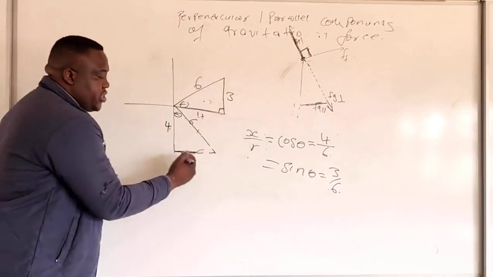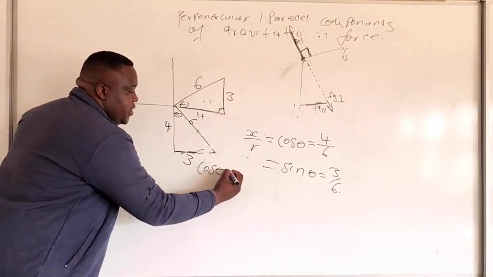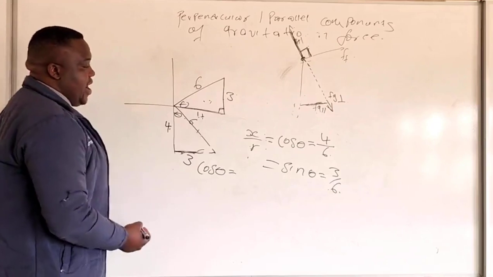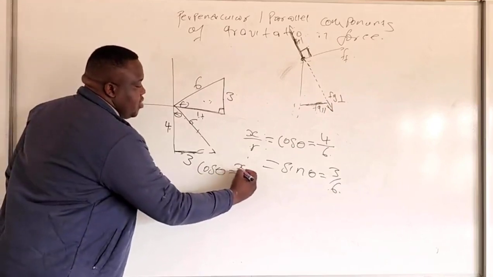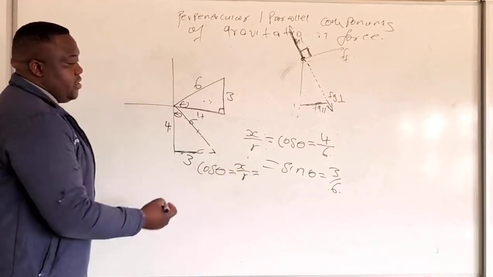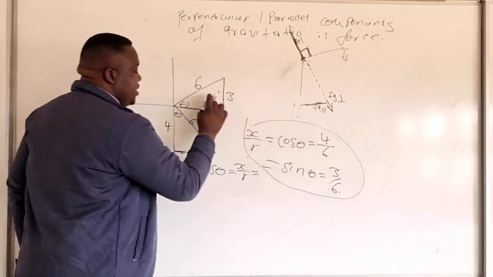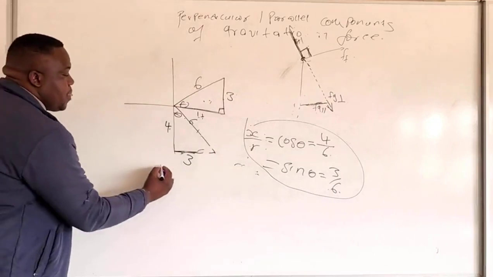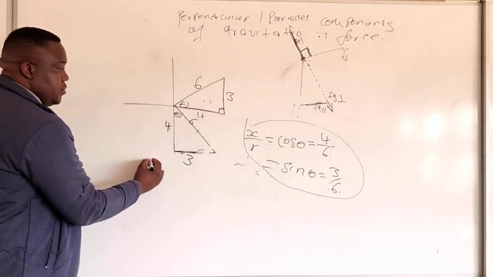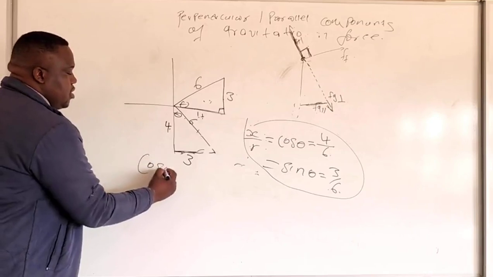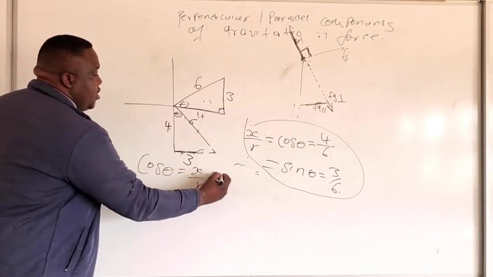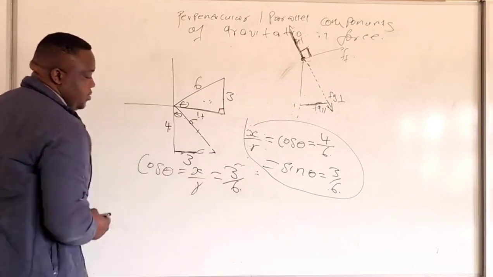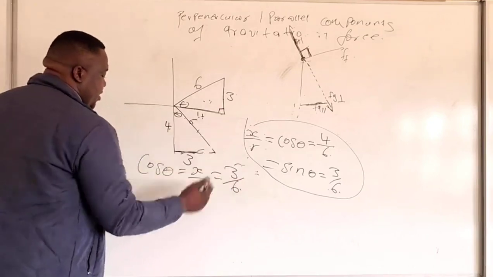So let us find cos. Cos theta for this triangle will become what? Cos is x over r. Let us check. This one is for the first triangle. Let us check for this second triangle. Let me write here. We're going to have cos theta equals x over r. Cos theta will become x, which is 3 this time, and r is 6. You see, cos is 3 over 6.